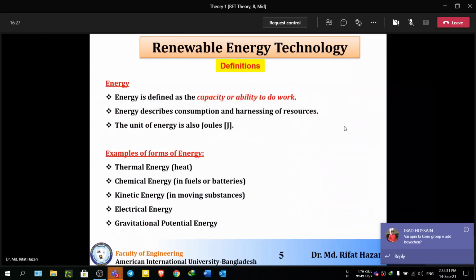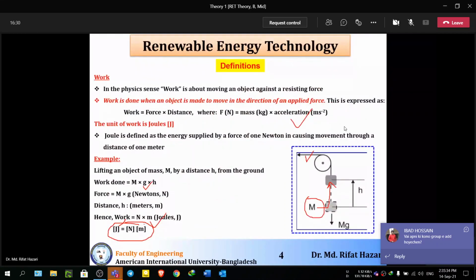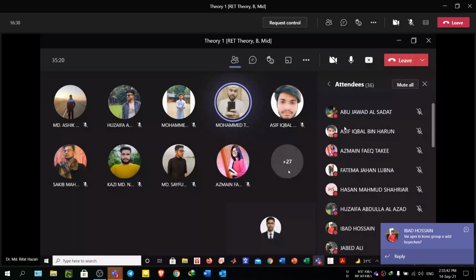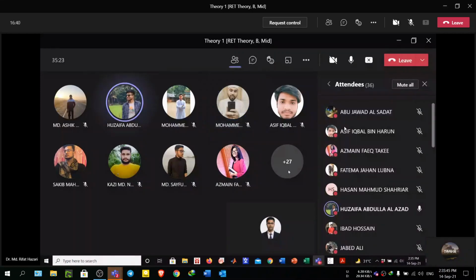Okay. Let's talk about energy. Can anyone tell me what is energy? The ability to do work is called energy. Okay. Anyone else? That means you are talking about the ability to do some work. That is the energy, right? If you want to do some work, you need to spend energy. Without spending energy, you cannot apply the force, right? Yes, sir. Okay, I completely agree with all of your opinions. Anything else, guys?